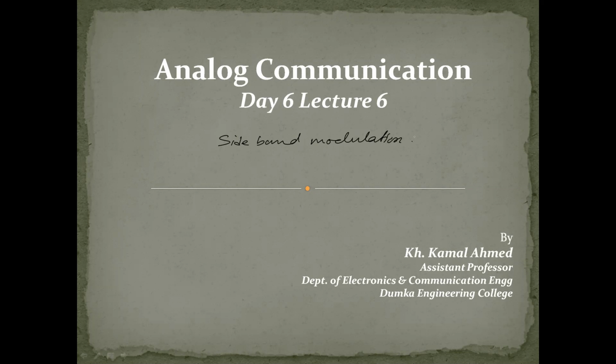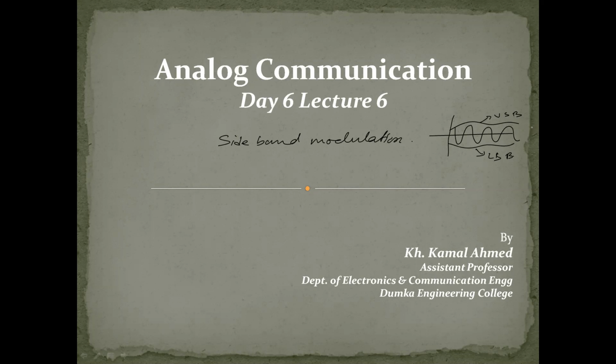See, in the process of amplitude modulation or any kind of modulation, the modulated wave consists of the carrier wave and two sidebands. This is the upper sideband and this is the lower sideband. So the modulated signal has the information in the whole band. In between this range, my entire information is lying.